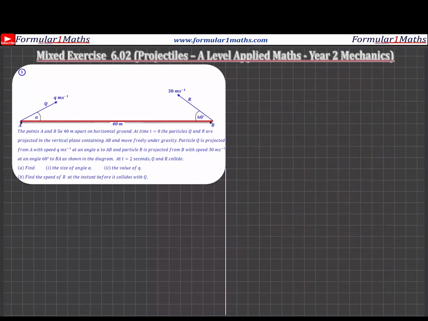This is mixed exercise 6.02 on projectiles, A-level applied maths, year 2 mechanics. We're going to answer two questions.